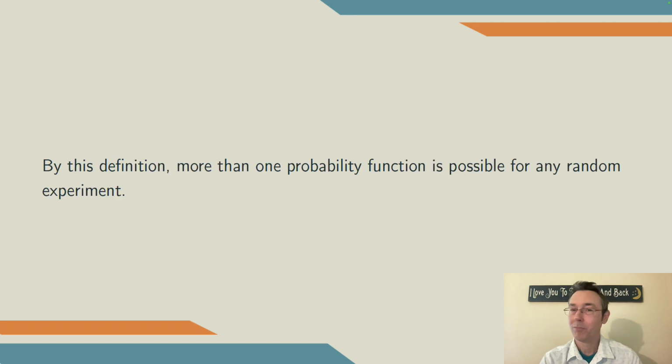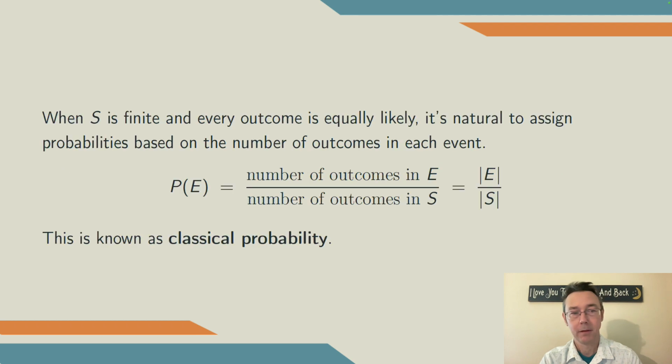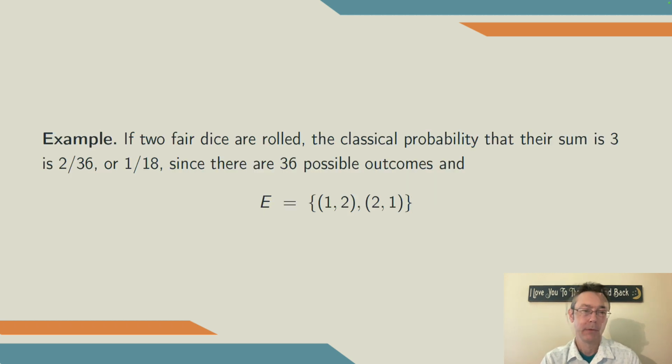By this definition, more than one probability function is possible for any random experiment. When S is finite and every outcome is equally likely, though, there's a very natural way to do the probability assignments. It's basically just counting up the number of outcomes in the event, dividing by the total number of outcomes in the sample space. And that ratio is going to satisfy all those probability axioms. This is known as classical probability.